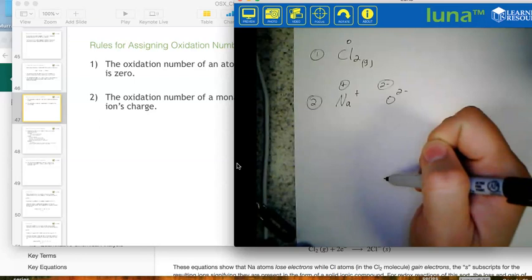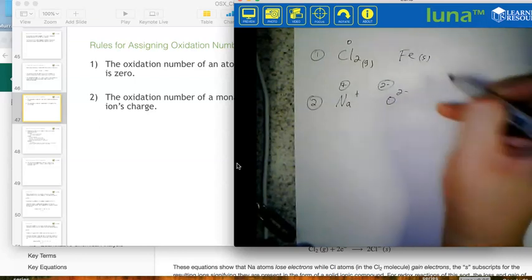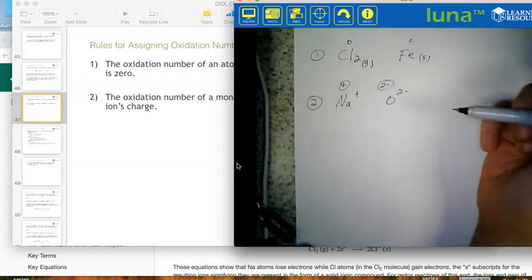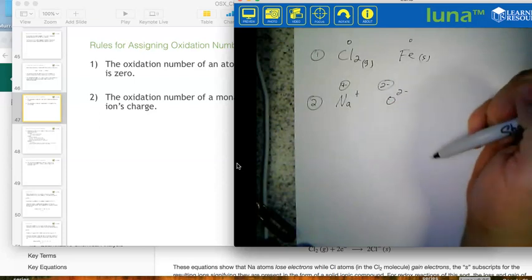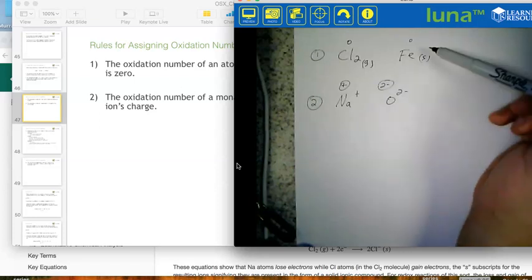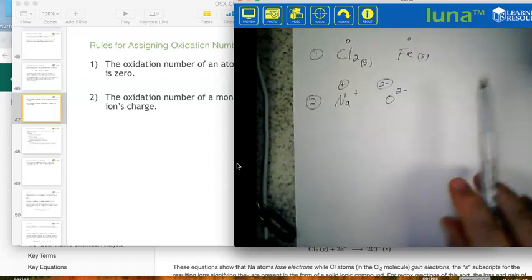If I have just iron by itself, iron solid, it has an oxidation number of 0. It is a neutral element, there are no charges there, and so it would just have an oxidation number of 0.